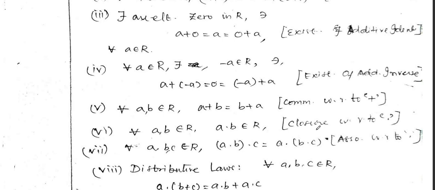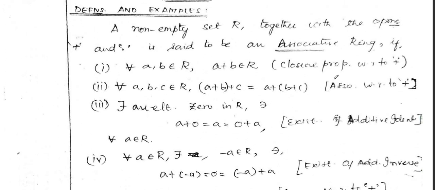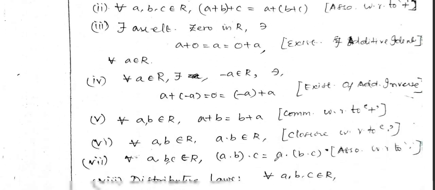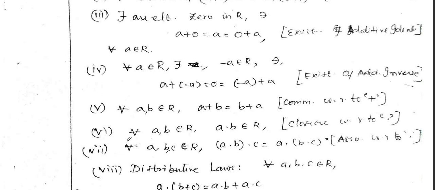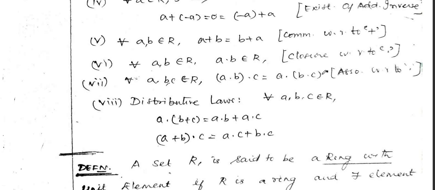That's called closure with respect to multiplication. See, already we had closure with respect to plus, and here it is closure with respect to multiplication. Now, for every a, b, c in R, associativity with respect to multiplication, we have a dot b dot c equals a dot b dot c. And distributive laws, for every a, b, c in R, we should have a dot (b plus c) equals a dot b plus a dot c, and (a plus b) dot c is a dot c plus b dot c.